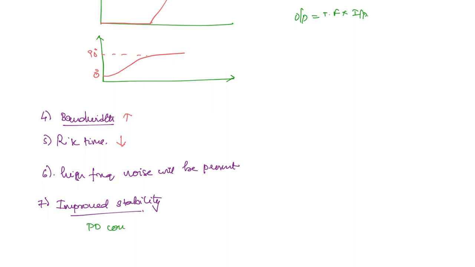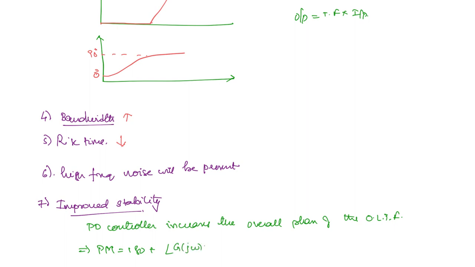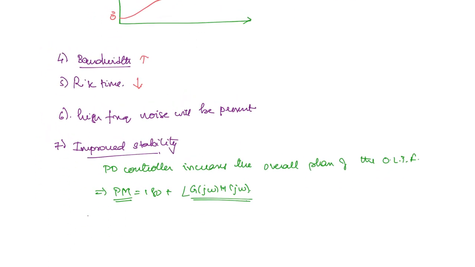So you can write that the PD controller increases the overall phase of the open loop transfer function. This means that the phase margin, which is 180 plus the phase at the gain crossover frequency, that is, where the magnitude crosses 1, or 0 dB, will increase. When phase margin increases, you can say that it will improve the stability. So these are the various effects of a proportional derivative controller, or PD controller.